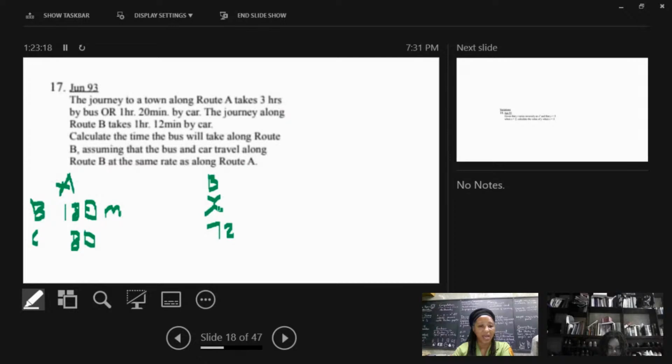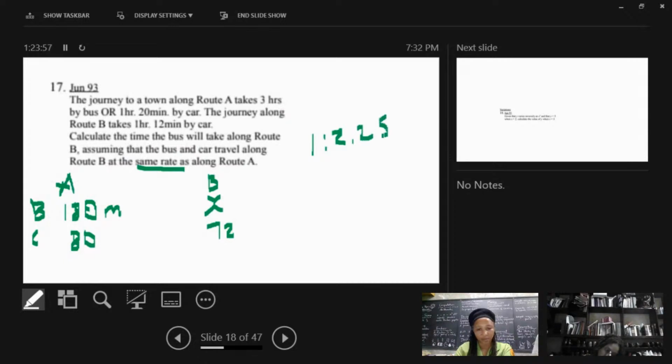They're saying it's the same rate, so the same relationship that these two have. So work out what relationship these two have. How many times is this one that one? The ratio of car to bus in A is 80 to 180. Give me in units: 1 to 2.25.